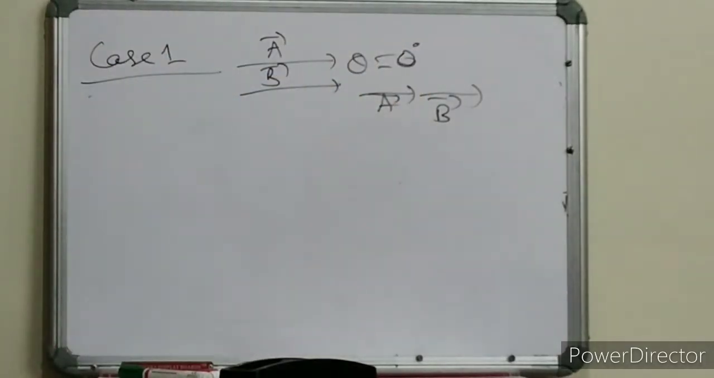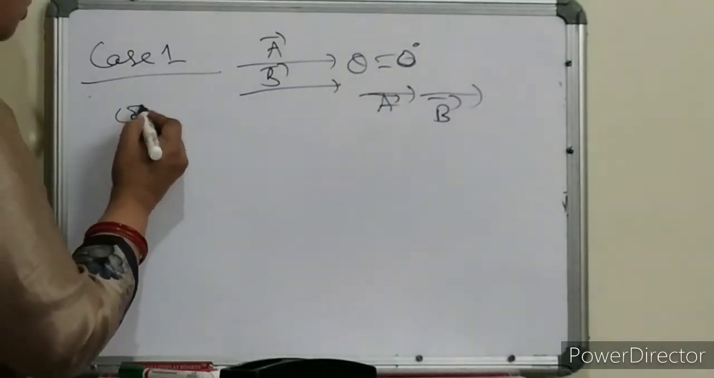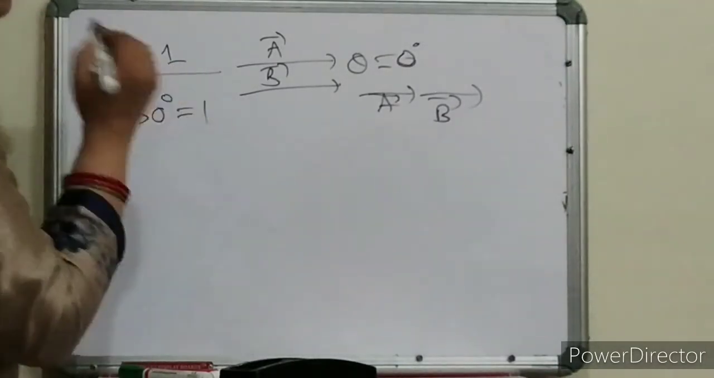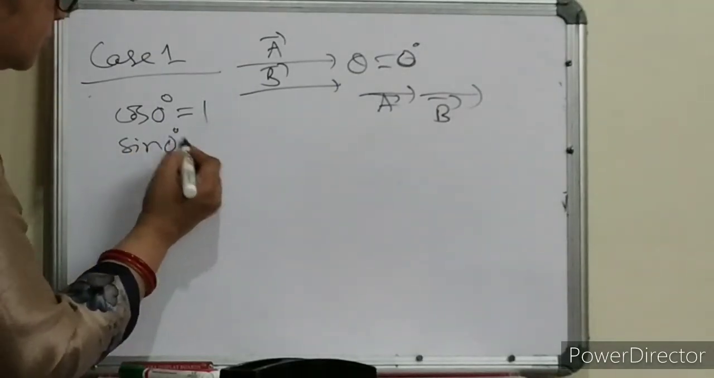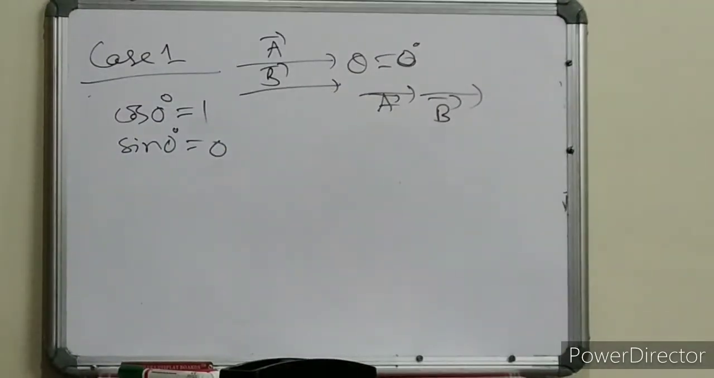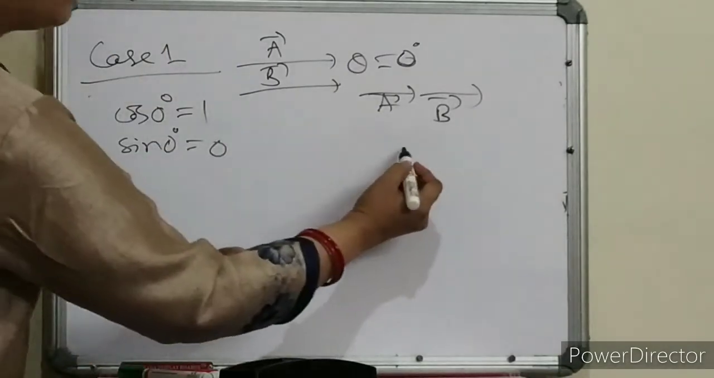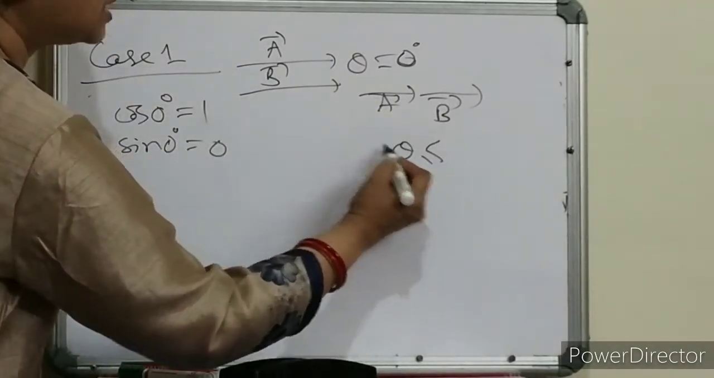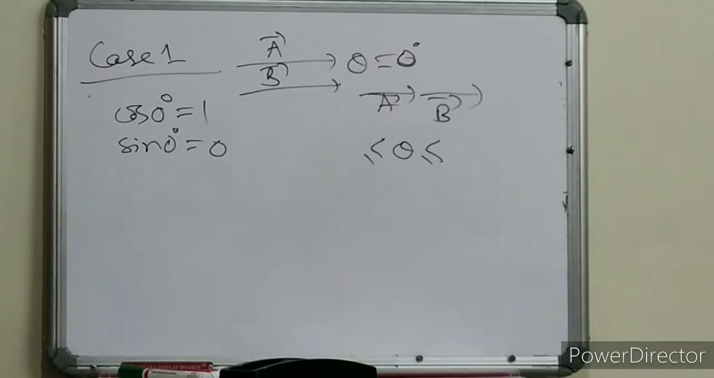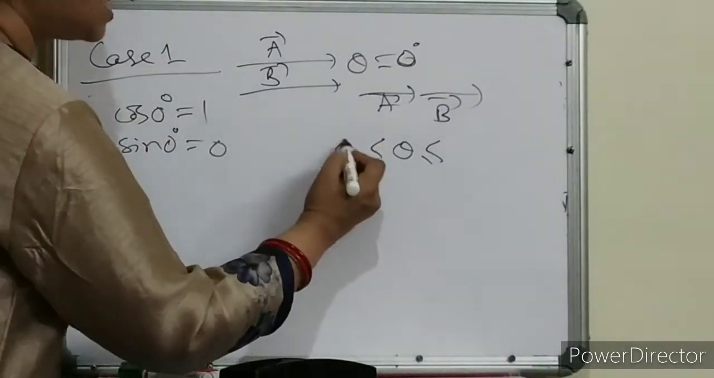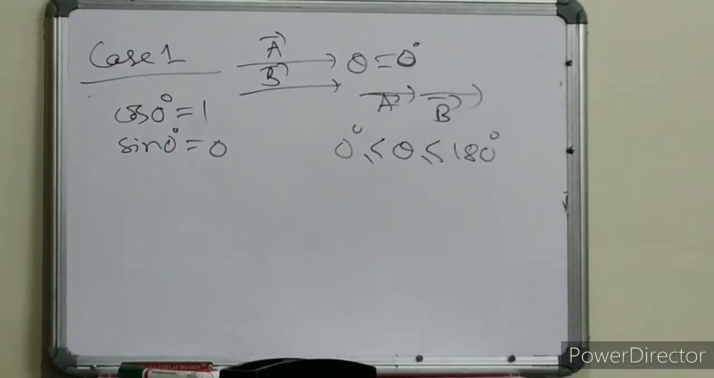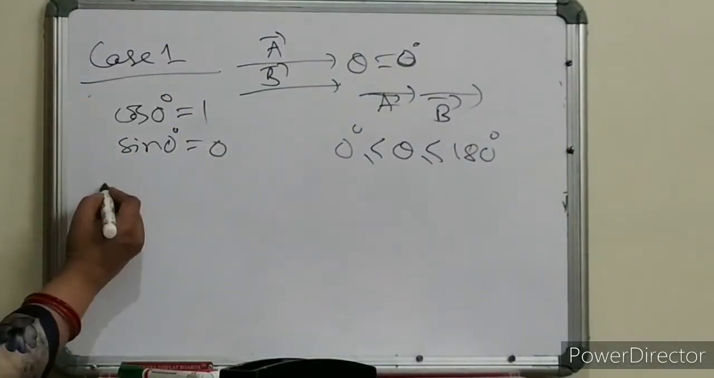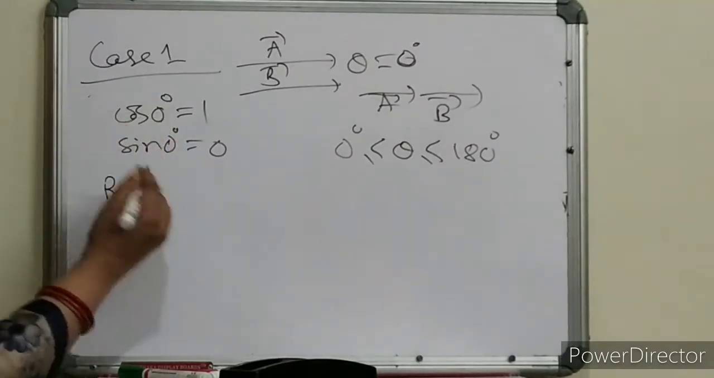So theta is equal to 0 degree means cos 0 will be how much? 1. Sin 0 will be how much? 0. Okay. Always remember, I have told you in previous lectures also, in the starting of the vector chapter, this theta always lies between 0 to 180. Okay, this theta lies between 0 to 180. Now we'll put these values in the formula.